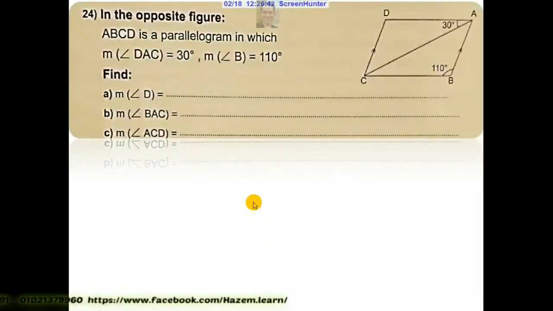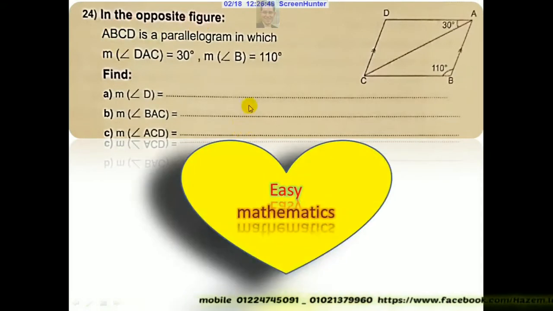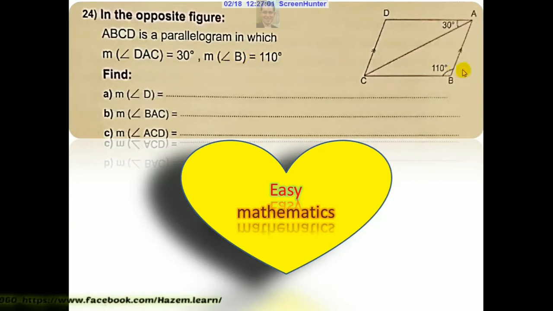Exercise number 4. 24. In the opposite figure here, from the Easy Mathematics page, he gave me ABCD is a parallelogram in which measure of angle DAC equals 30 degree and measure of angle B equals 110 degree. Now he asked me to find measure of angle D.